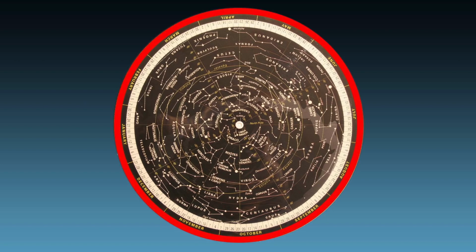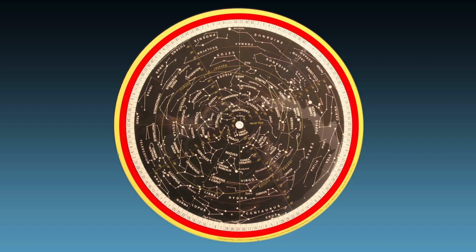Around the edge, you can see the 12 months of the solar year, and inside of that, you can see the days of each month. Depending on the manufacturer, some show each day of the month and some show them in 2 or 3 day intervals. The difference matters little.